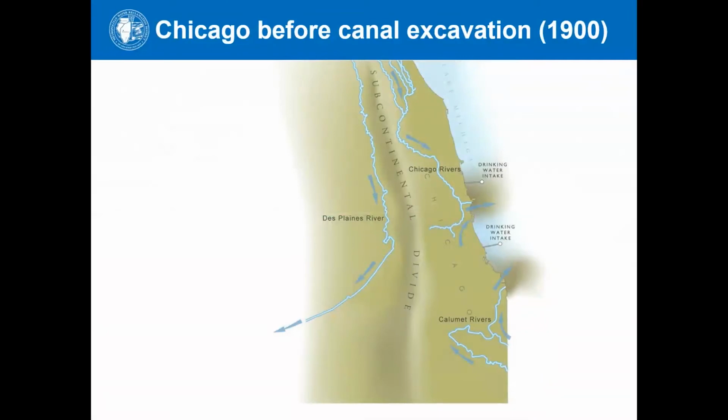So, with a small enough population, the rivers and lakes can actually clean the sanitary waste through natural processes. But after 1860, the population of the city nearly doubled every 10 years. And by 1890, it had already reached 1.1 million people.